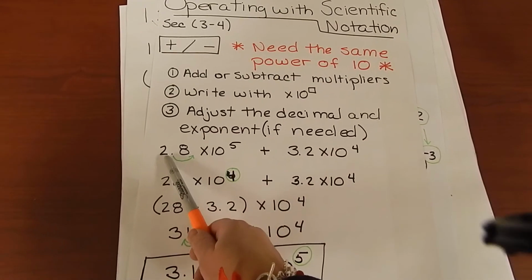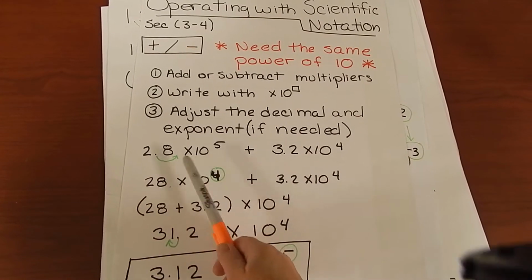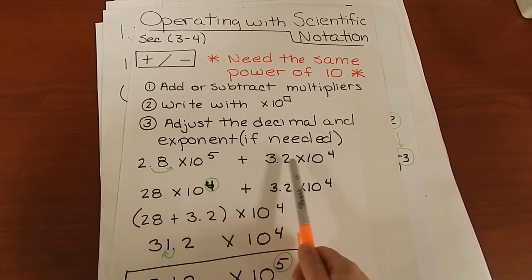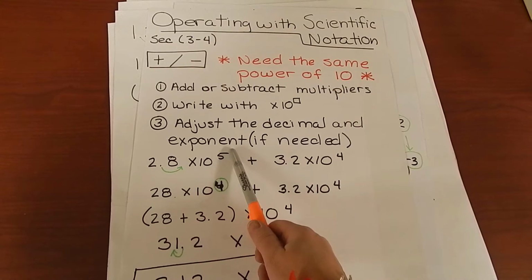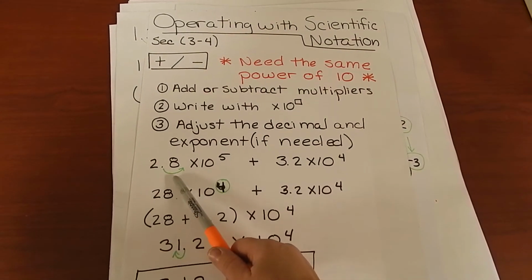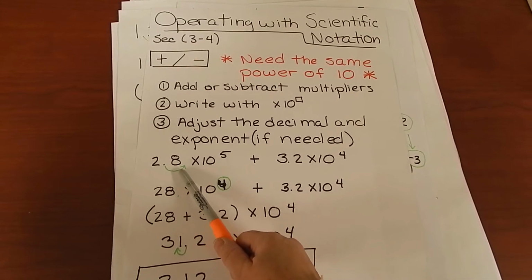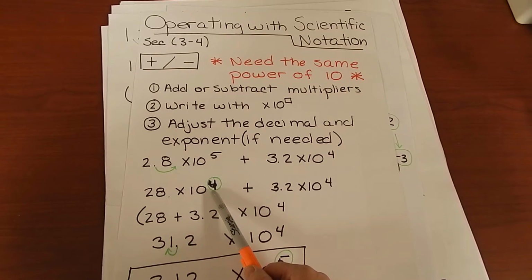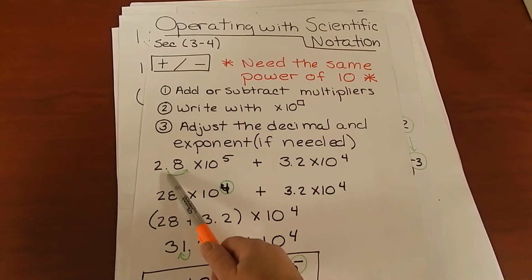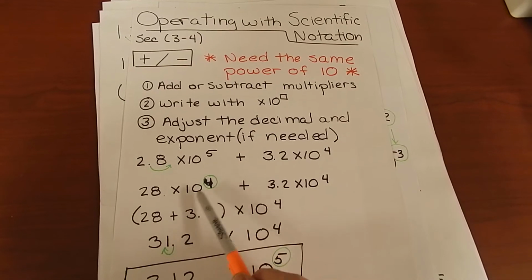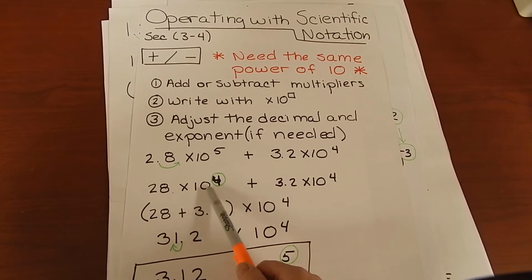All right, so here I have 2.8 times 10 to the 5th plus 3.2 times 10 to the 4th. These do not have the same exponent. So this 5, I want to make a 4, just like this guy. And so if I do that, I need to move my decimal 1 place to the right, because then that means I only need to move it 4 more places to be the same. So if I go 1 place to the right, my exponent goes from 5 down to 4. So I have 28 times 10 to the 4th.